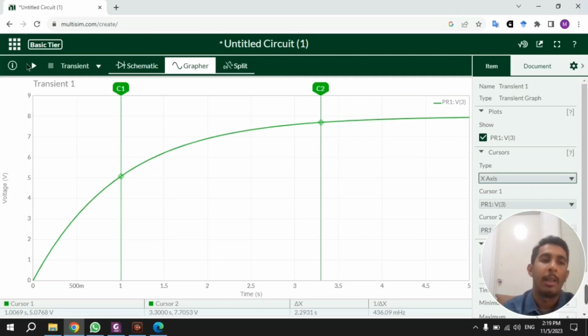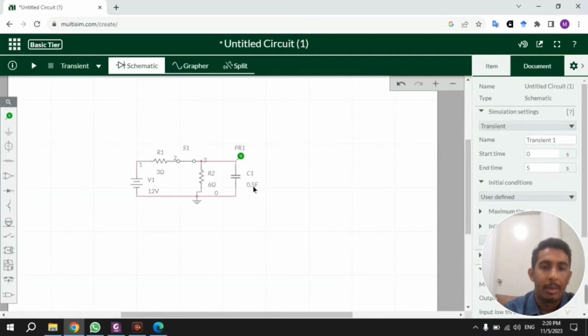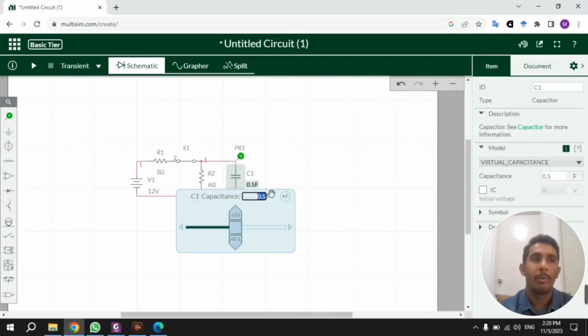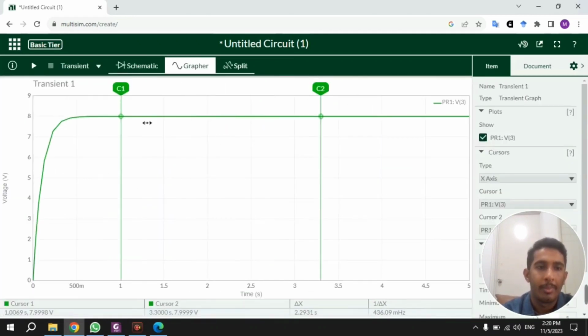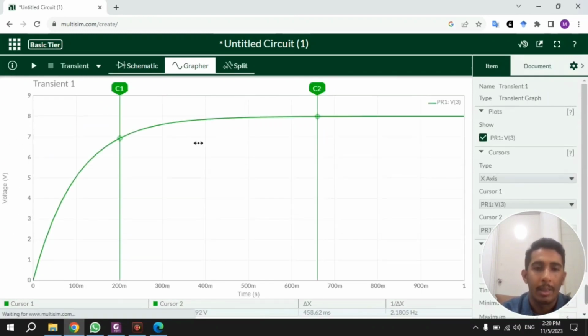So also the question asked about the capacitor, whether it's less or more. If it's more, we're gonna need more time. So if it's 5 farad, it's gonna need way more time to charge. If it's less, it's gonna need less time to charge. So if we set 0.05, we see it's charged at 1 second, so we only need less time. At 1 second, it's gonna be fully charged.